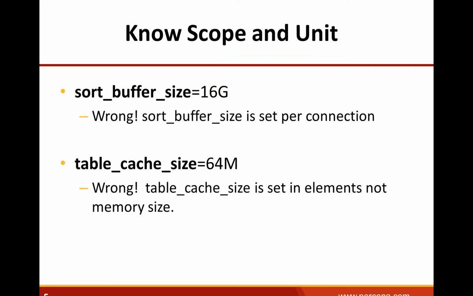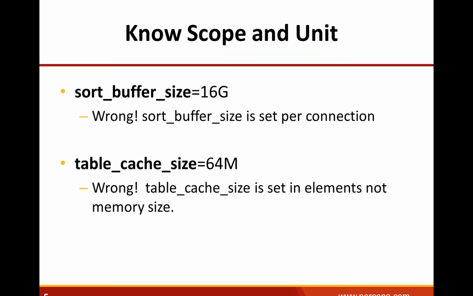Another common mistake I see is misunderstanding the scope of the settings. For example, many people, especially coming from other databases, would think, oh, sort_buffer_size, that is probably some global sort space which MySQL manages for all transactions to be used together. Wrong. That's not what MySQL does. MySQL sort_buffer_size is set per connection, right?